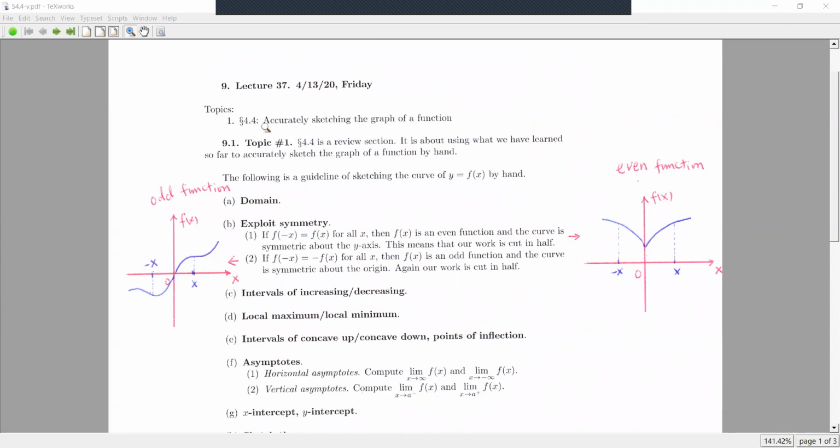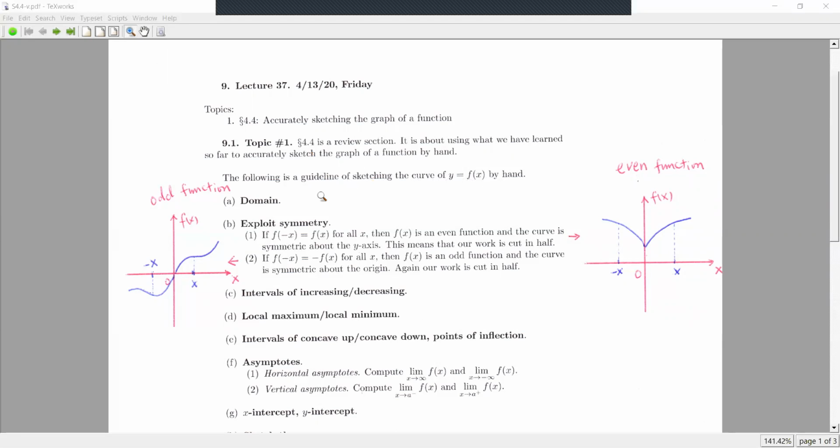Section 4.4. Sketch the graph of a function accurately by hand. This section 4.4 essentially is a review section. You need to apply what you have learned so far to sketch the graph of a function. The following is a guideline of sketching the graph of a function by hand.